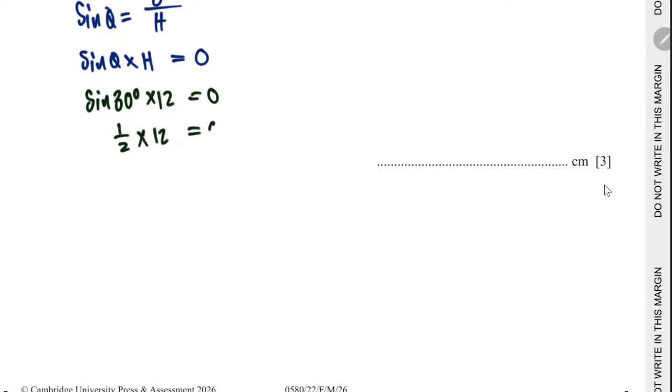Which is equal to the opposite side. Half times 12 is like to say 12 times 1, then divided by 2. This is equal to opposite, which is 6 centimeters. This is the opposite side, and you're done. So it is 6 centimeters. And you get your 3 marks.